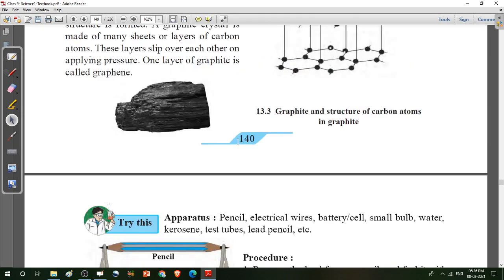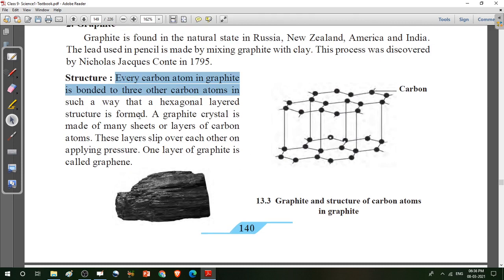Just see the diagram here. In a graphite crystal, students, every carbon atom is bonded to the other three atoms. That means here one electron is free. Understand? Because in the outermost shell there are a total of four electrons, but in the structure of graphite every carbon atom is bonded to the nearby three carbon atoms. So that's why in each atom one electron is free.